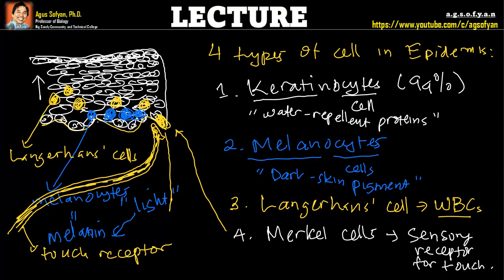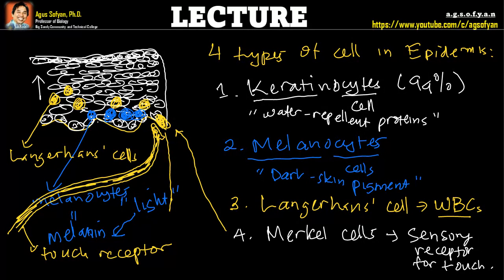Okay, so these are the four types of cells in the epidermis. Again, the most abundant one will be the keratinocyte, because this is the one that produces keratin, water repellent protein, and this keratinocyte will protect us against many things, against water loss, dehydration, against physical damage, and many more. Okay, because hundreds, even thousands of layers of these keratinocytes will be present in the epidermis.